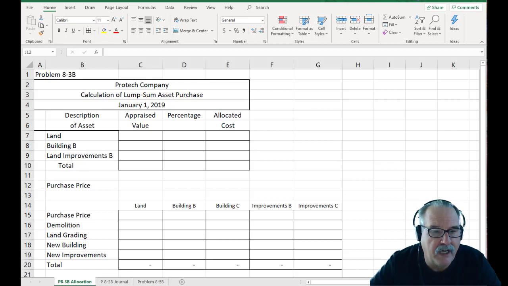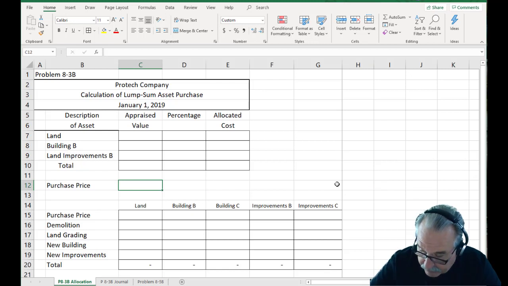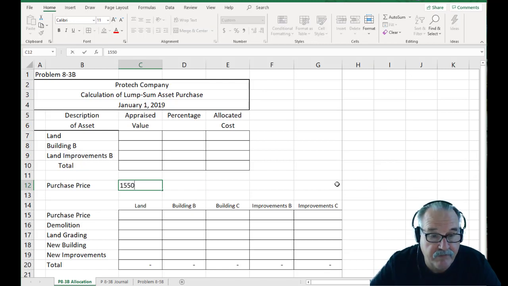In this case, we bought some land and a building and some building improvements. And so in order to allocate the purchase price, we need to base it on relative market value. The actual purchase price was $1,550,000.